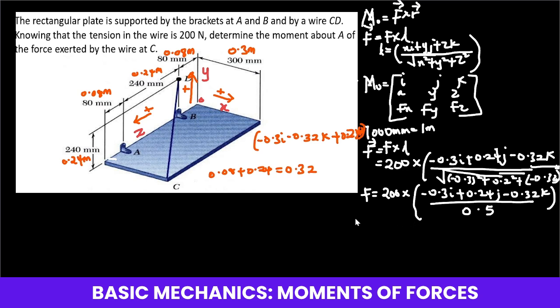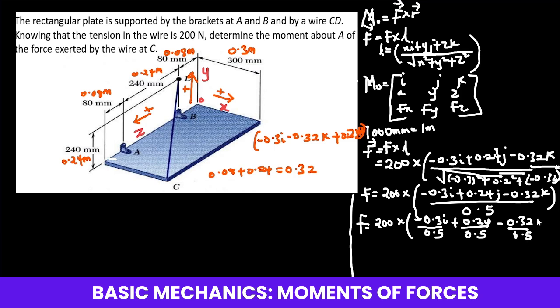So let's find the various components for this one. We're going to get our F to be equal to the whole of this 200 multiplied by negative 0.3i on 0.5, then plus 0.24 on 0.5, minus 0.32 on 0.5 j, then we are done. So you can easily multiply them together.